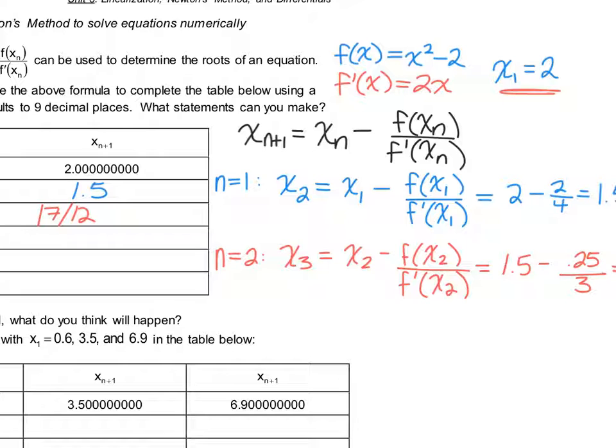All right, so select Newt. Program Newt, hit enter. It asks you for Y1. Y1 would be whatever the original function is. In this case, x squared minus 2. So type in x squared minus 9.